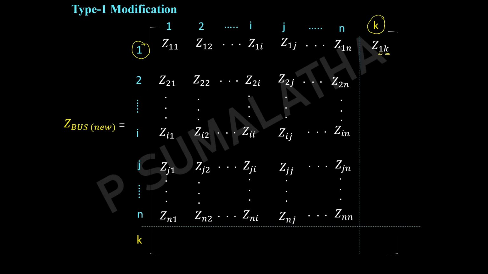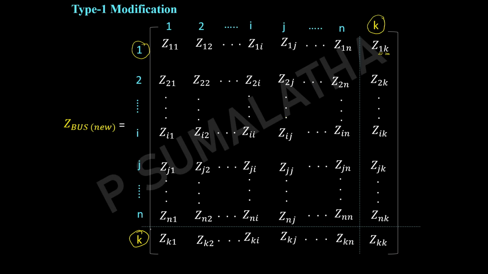So now Z2k and so on, Zik, Zjk and Znk. Similarly, let us mark the row elements. You have a kth row and you have 1 to n columns. So let us add the elements Zk1, Zk2 and so on, Zki, Zkj and Zkn. And the diagonal quantity is formed between kth element to kth element, which is Zkk.